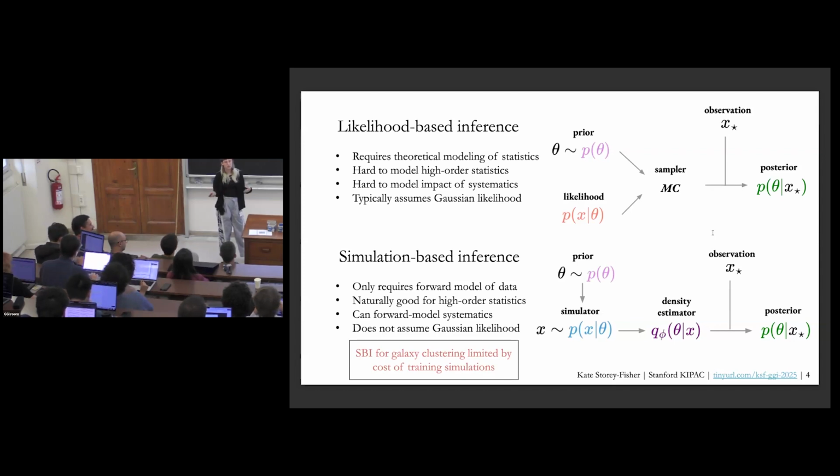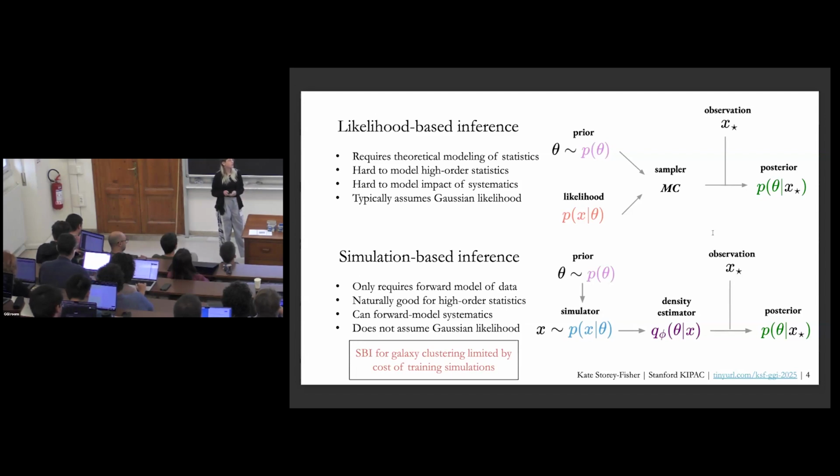In this case, we just need a forward model of our data, so we are not limited by the modeling difficulty of the summary statistics. It is naturally nice for testing higher order statistics as well as potentially the full field. We can forward model the systematic effects that we think are in our data sets, which may end up being a more robust and easier way going forward. And we don't have to assume our likelihood is Gaussian, which is especially important for higher order statistics or the full field, where we don't expect Gaussianity.